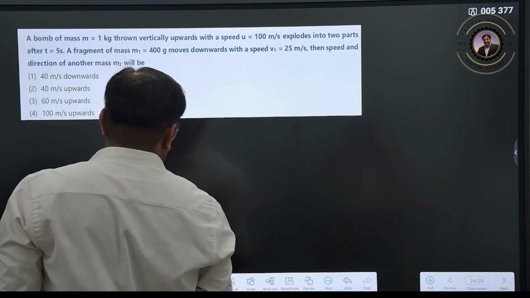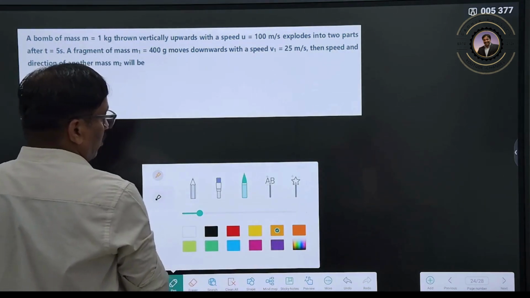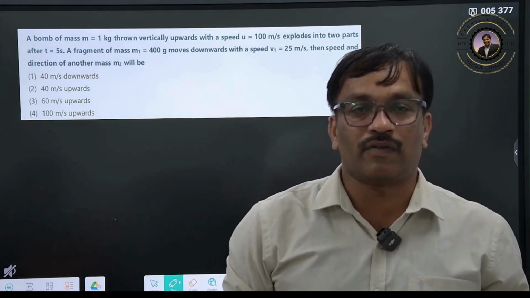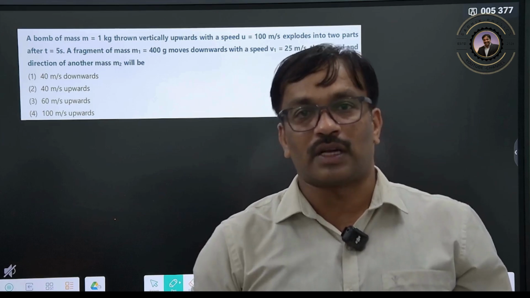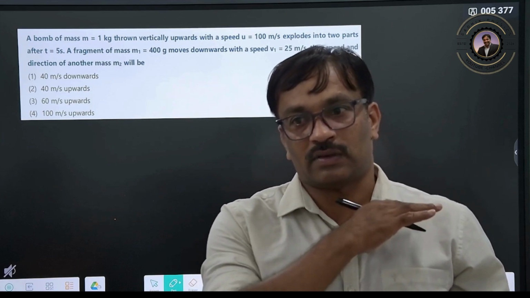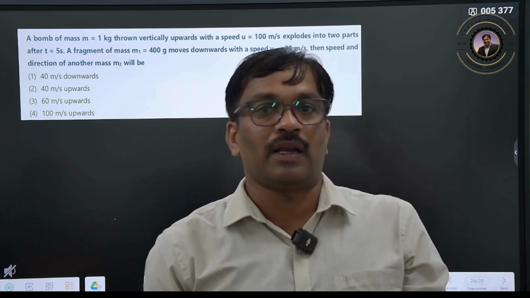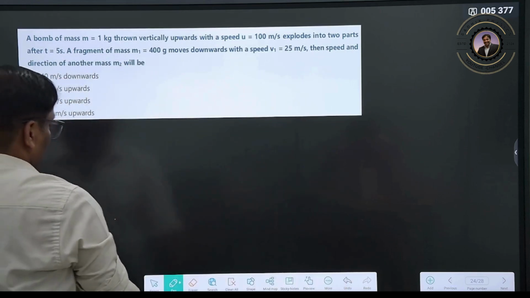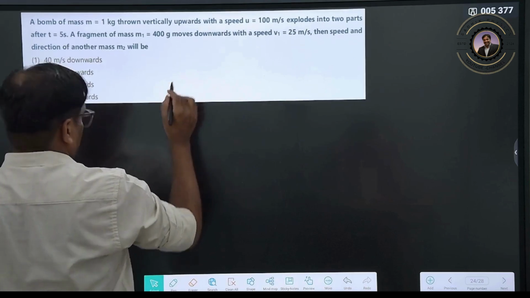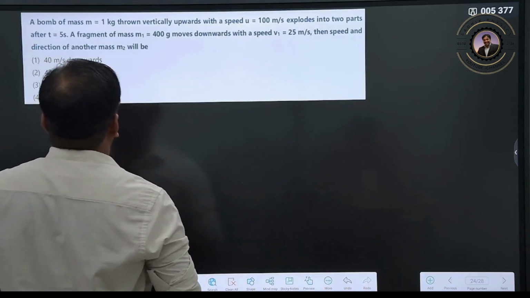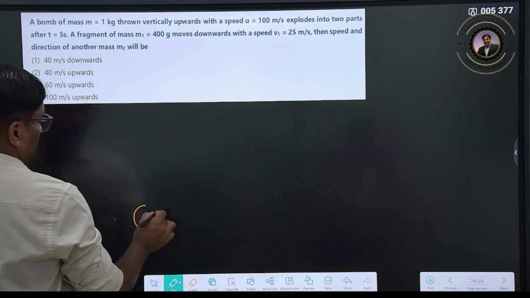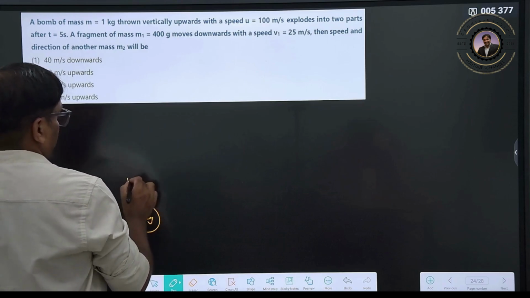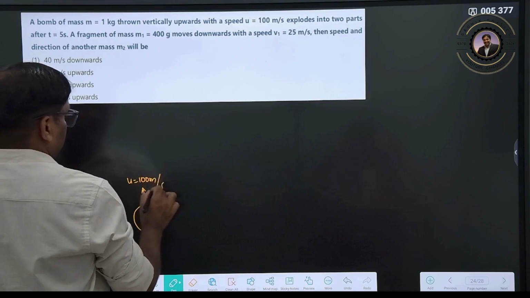Whenever you do this, you have to conserve the momentum along the respective directions. If it is along the y axis, you conserve only along the y axis; if there is momentum along the x axis, you conserve momentum along the x axis separately. Now let us analyze this question. This is a 1 kg bomb, going upward, thrown with a speed of u equals 100 meters per second. Clear?